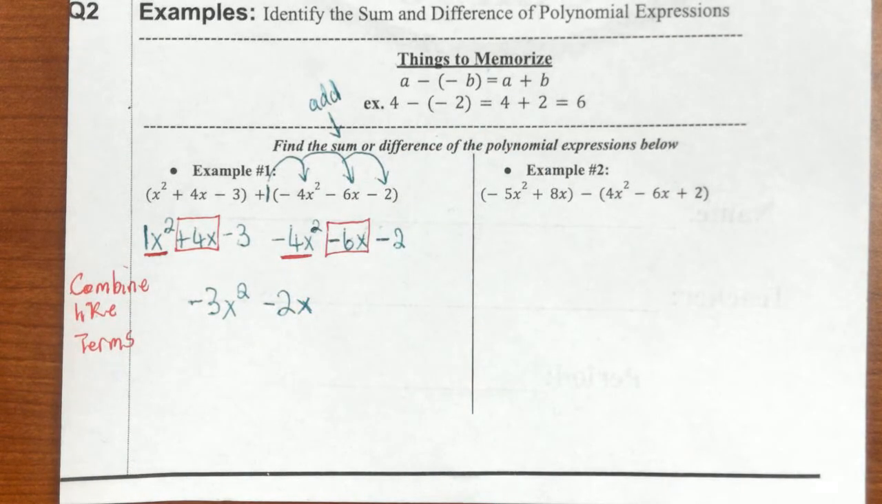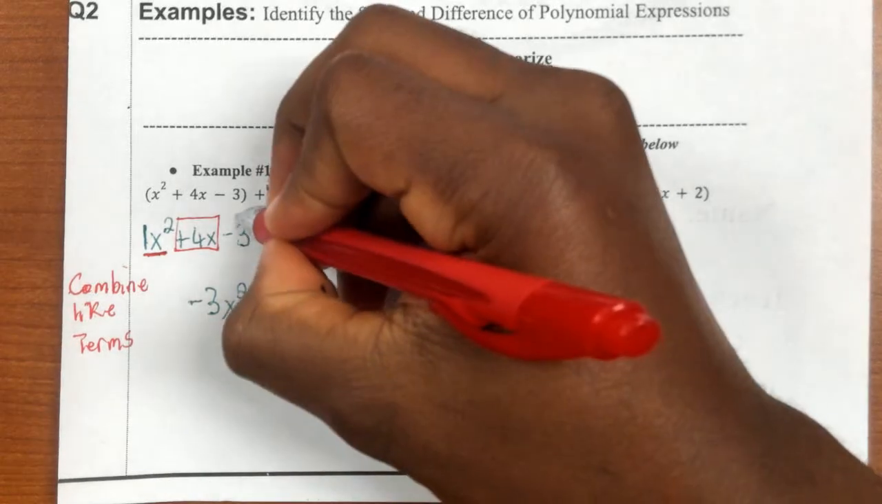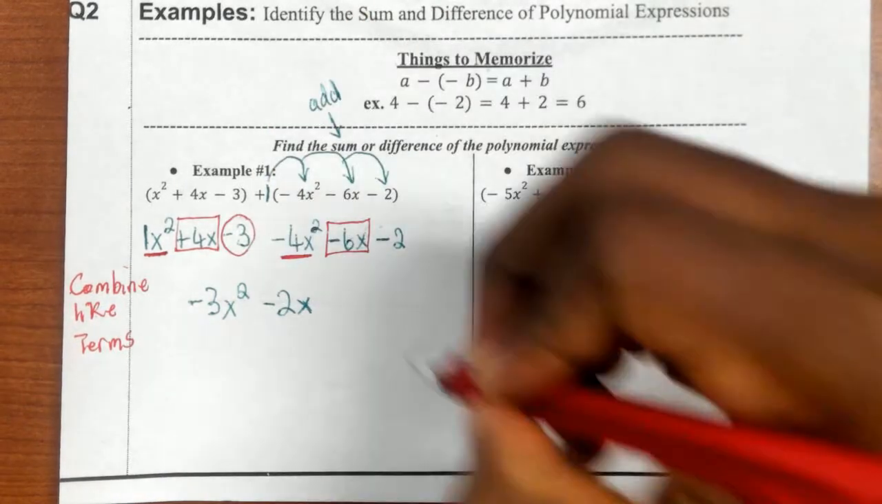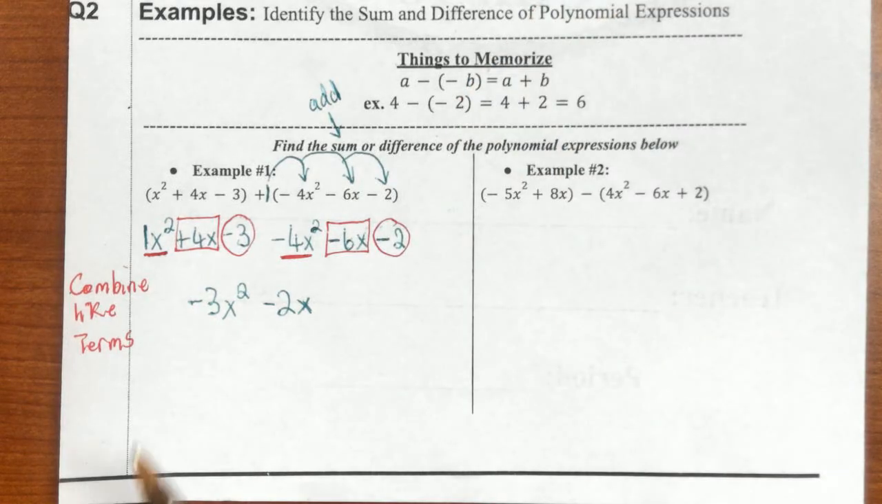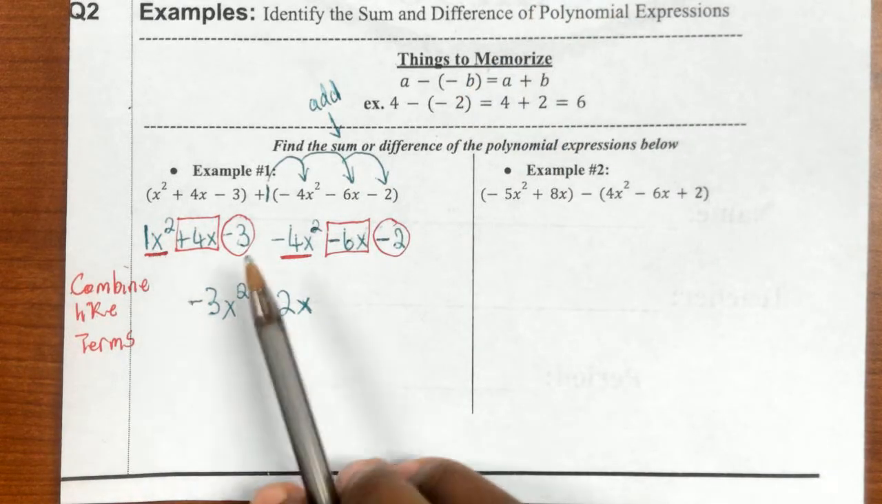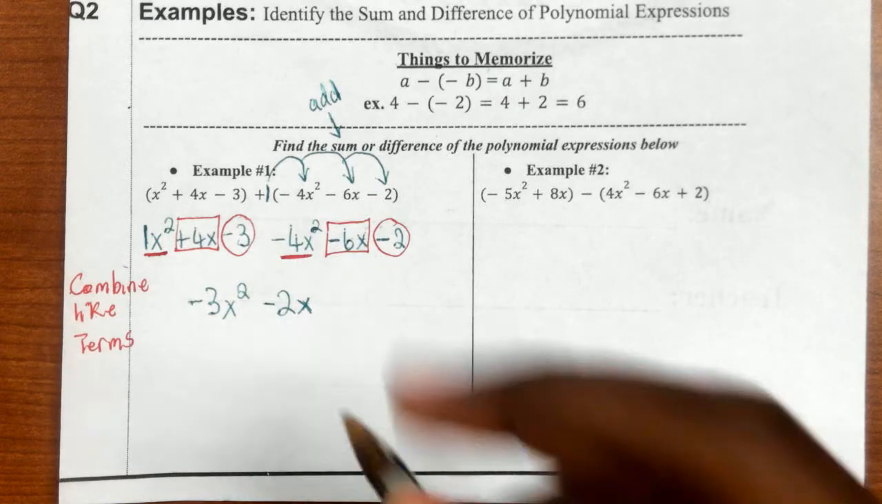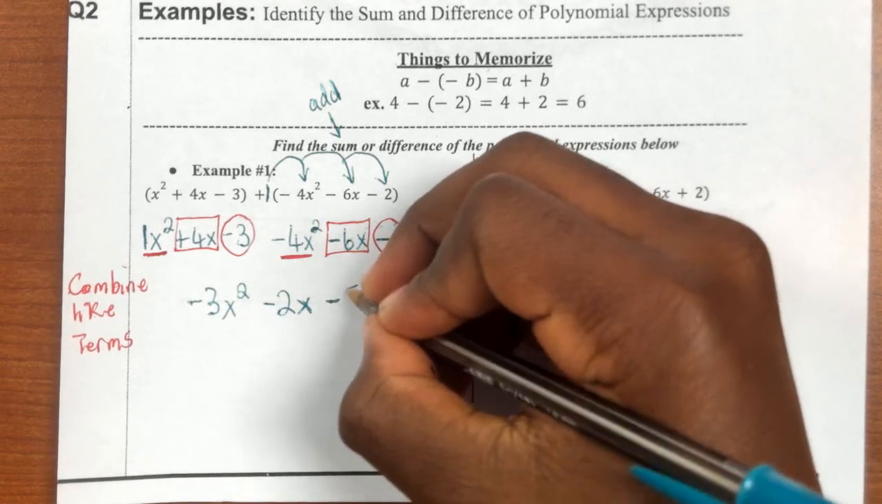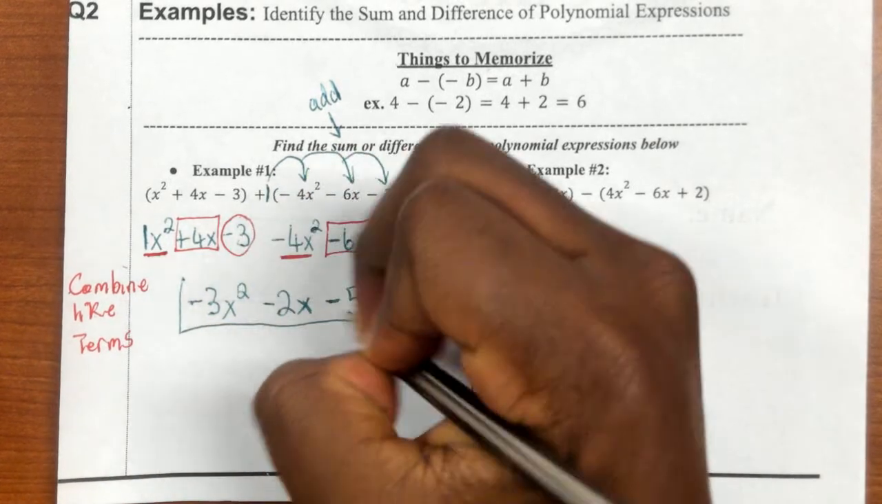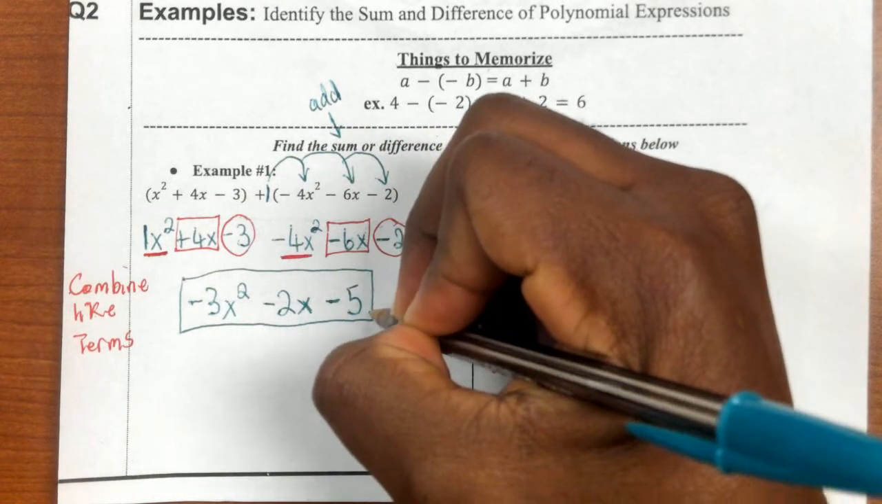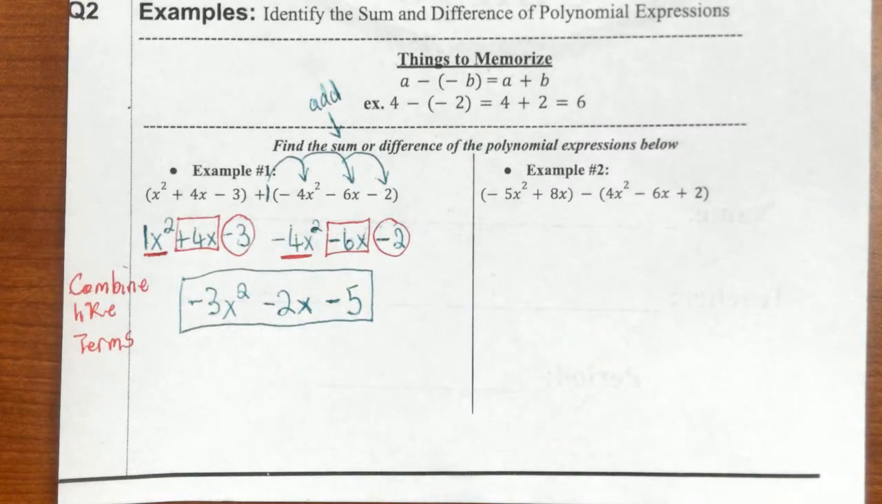Now I'm going to look at my constants, okay? So I see a negative 3 and I see a negative 2. Those are both constants, because they're values that have neither an x squared nor an x. So when I combine them, I get negative 5, all right? And that would be my answer, okay? So let's look at the next question, all right?